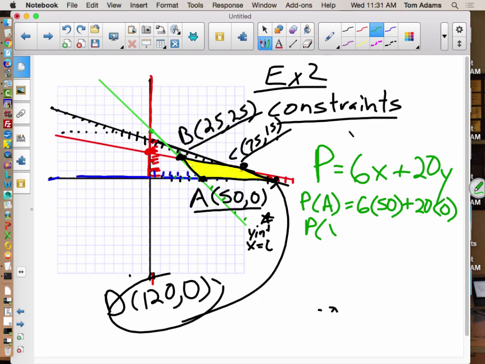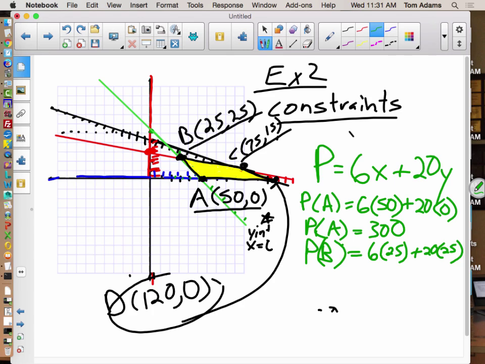Well, P of A is what? 300. Okay, now I do P of B. P of B would be 6 times 25 plus 20 times 25. All right, and P of B would be 650, isn't it? 650. Isn't that what I just said? So P of B would be 650.